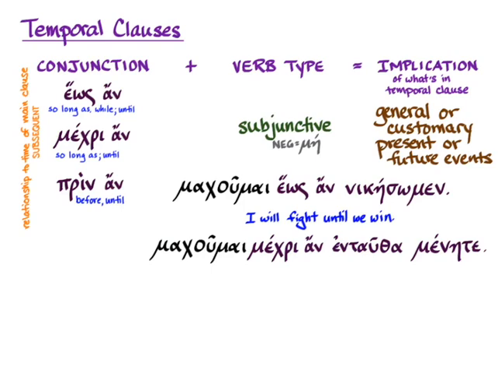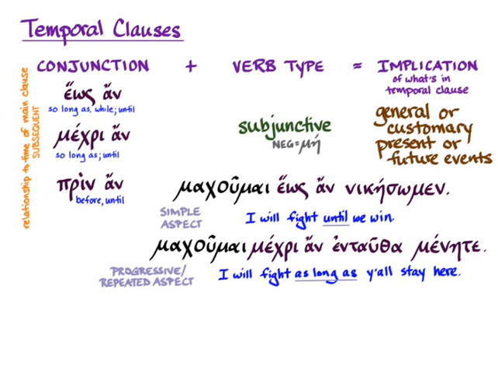And another example, machoumai mechri an entautha menete. I will fight as long as y'all stay here. Again, the difference between until and as long as has to do with aspect. So nikesomen is aorist subjunctive, and therefore we're going to translate until. And menete is present subjunctive, so we'll translate as long as.